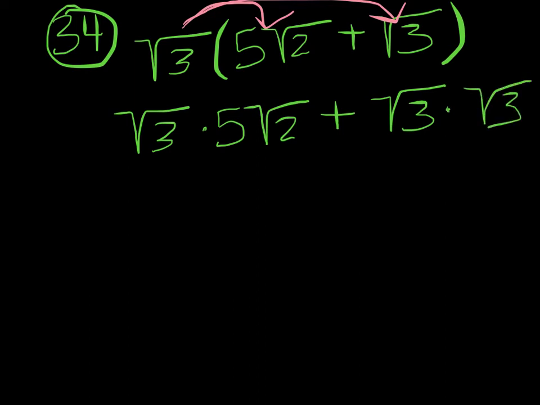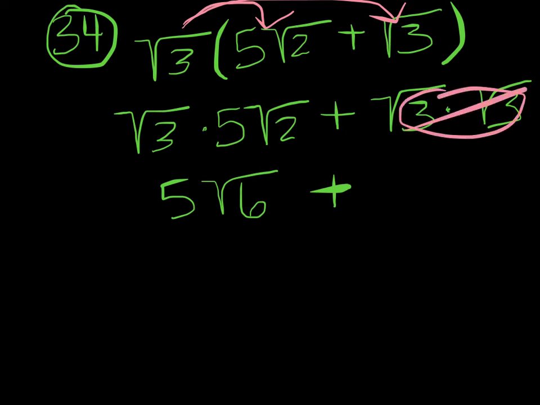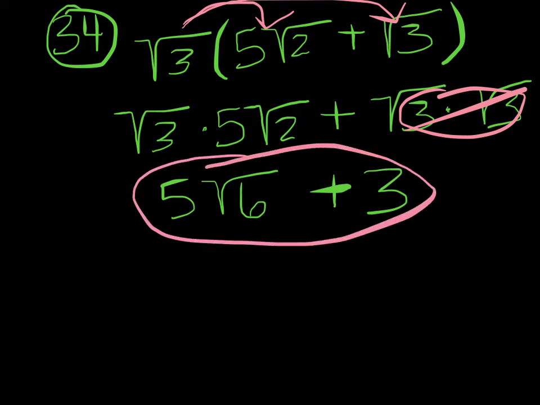So on the first ones I can multiply the square roots together, so I've got 5 times the square root of 6. And the second one, the square root of 3 times the square root of 3, I've got 2 3's that I can mark out and bring one out, so it's just 3 with no square root around it. And that's your answer because those are not like terms. So the answer is 5 times the square root of 6 plus 3.